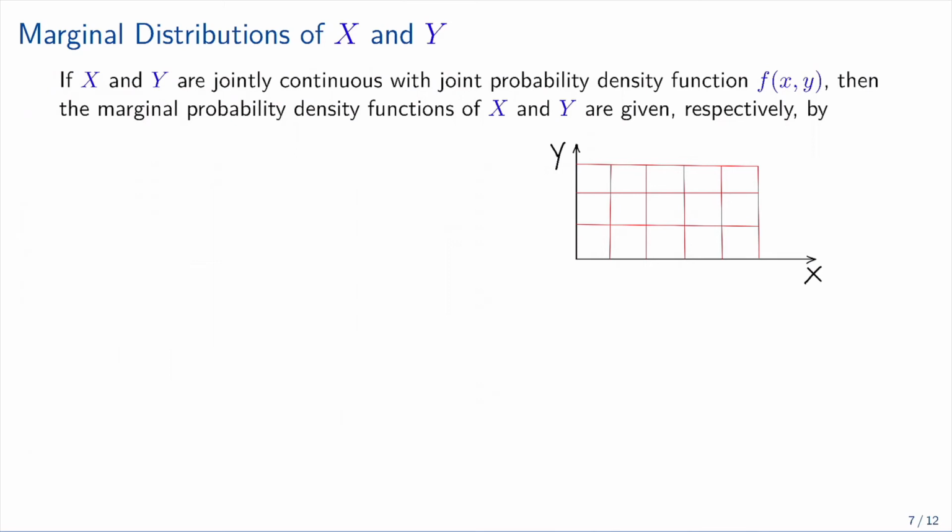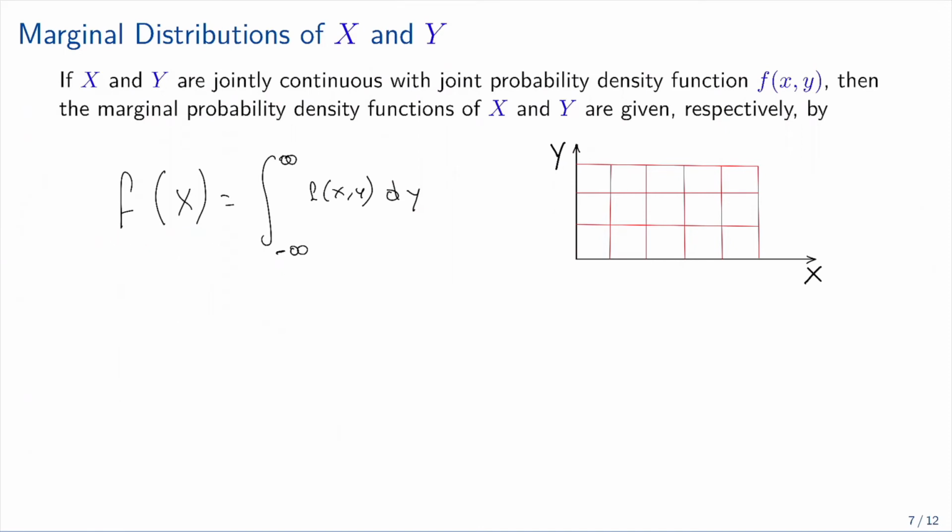Now our domain is continuous, and instead of doing sums, we do integrals. So the marginal probability for x, we have to integrate over the y variable. So we integrate from minus infinity to infinity of f of x y dy. When we integrate over the y variable, we are eliminating the y variable from our equation. So that's why the resulting function is a function of x only.